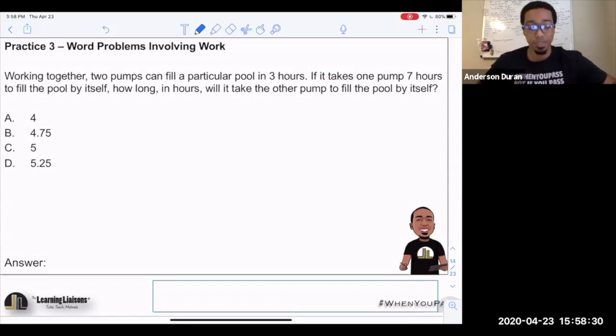So let's dive in. Working together, 2 pumps can fill a particular pool in 3 hours. If it takes 1 pump 7 hours to fill the pool by itself, how long in hours will it take the other pump to fill the pool by itself?